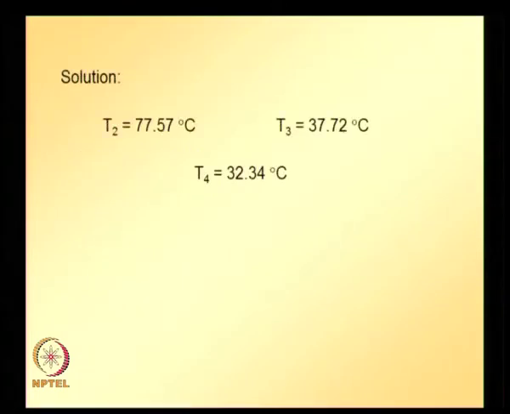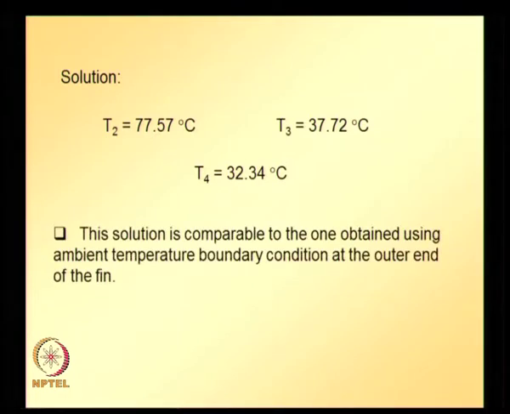So, the solution of T2, T3, T4 is given, and if you compare this solution with what we already have for the case when at node 4 we have an essential boundary condition specified as ambient temperature in the previous example, the solution is comparable to the one obtained using the ambient temperature boundary condition at the outer end of the fin.